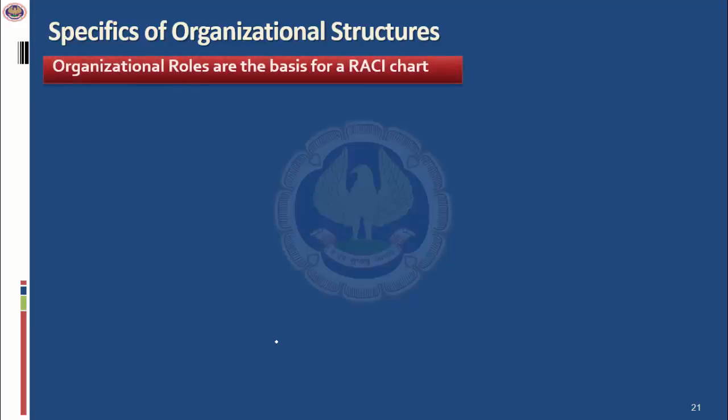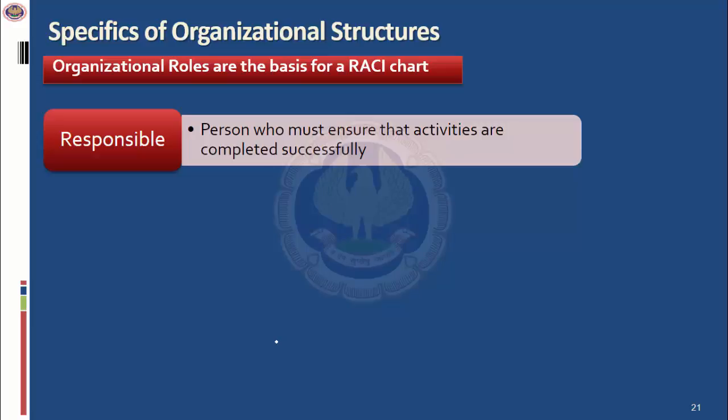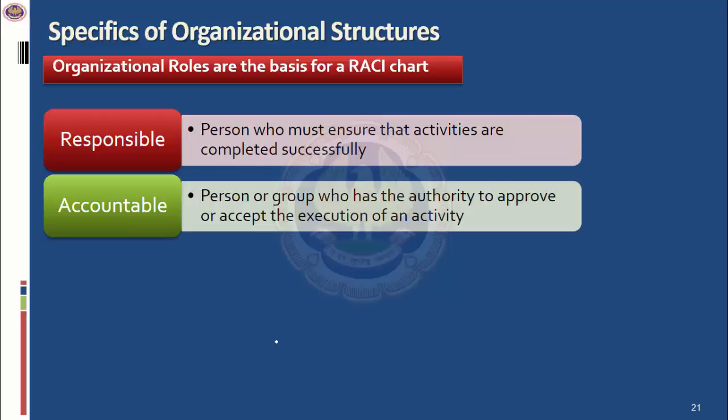Let's look at some of the specifics of the organization structure. When you look at establishing governance, you want to put a responsibility structure in place and an accountability mechanism in place. Let's look at this from the perspective of the RACI chart. What does the RACI stand for? RACI stands for responsible, accountable, consulted, and informed. What is meant by responsible? There are people within the organization who are responsible for performing certain tasks, and they are responsible for ensuring that these are successfully completed. You also need to ensure accountability, which means there are a set of people who are accountable, who have got the authority to approve or accept the execution of an activity.